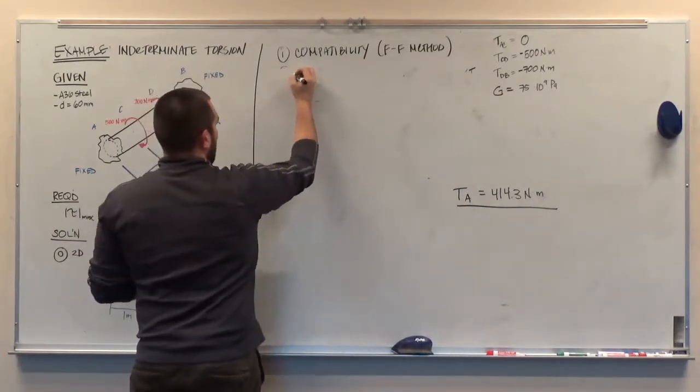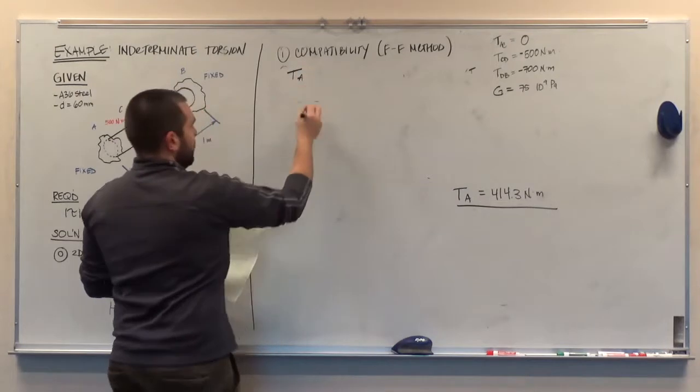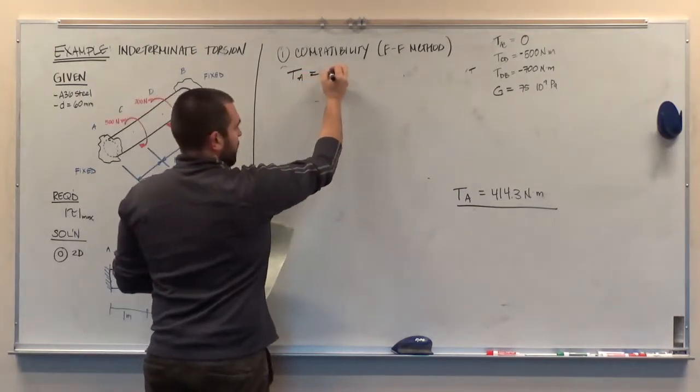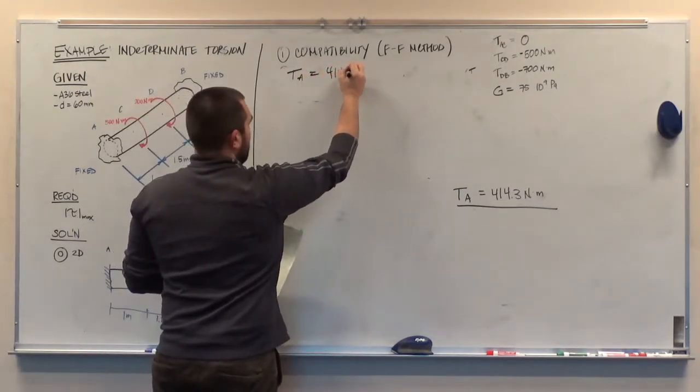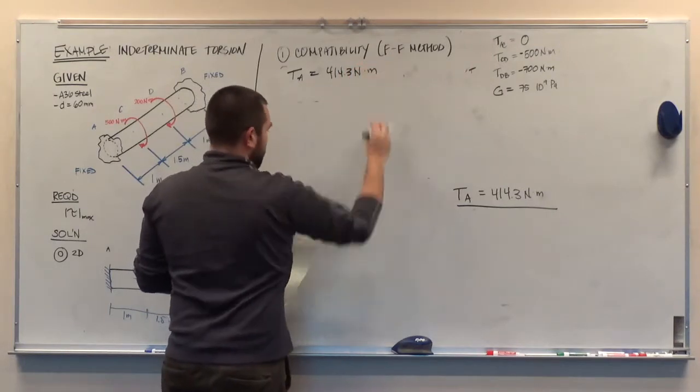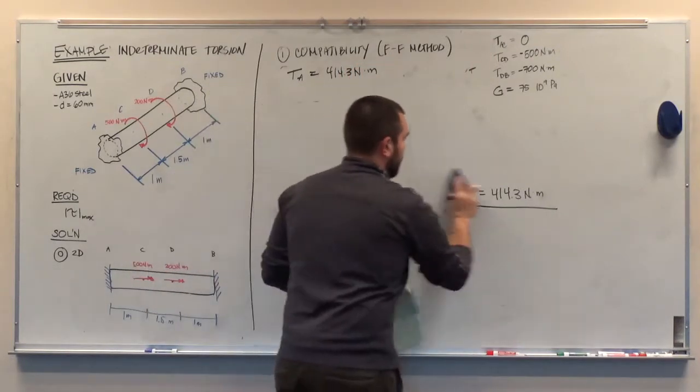So step number 1, our big conclusion was that the support torque at A is equal to 414.3 Newton meters. That was our conclusion over here, right?